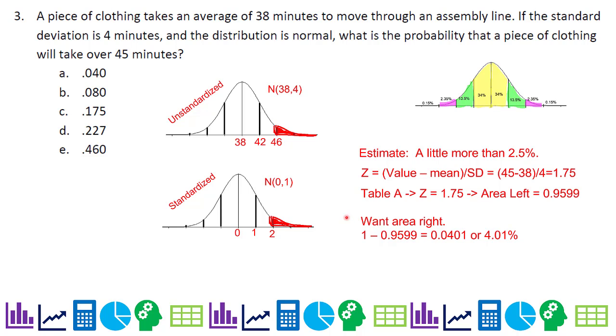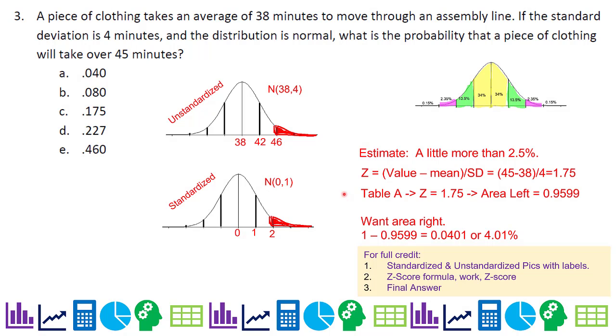So for full credit, when you're doing these kinds of problems where I'm grading a quiz or a test, show me the standardized and unstandardized pictures with labels. Show me your z-score formula, your work, your z-score, and your final answer. Now, I'm also going to show you how to do this a much easier way with StatCrunch, but I still expect you to be doing all of these steps for full credit when work is required.